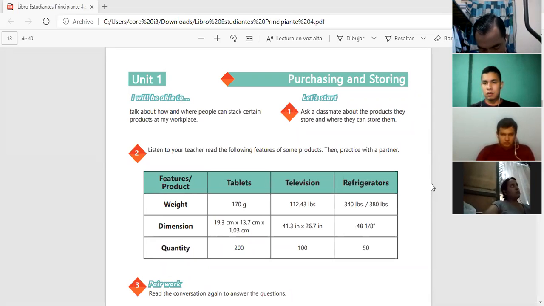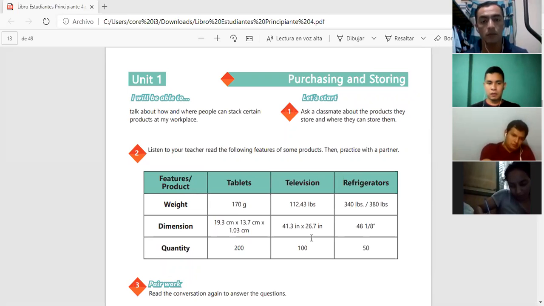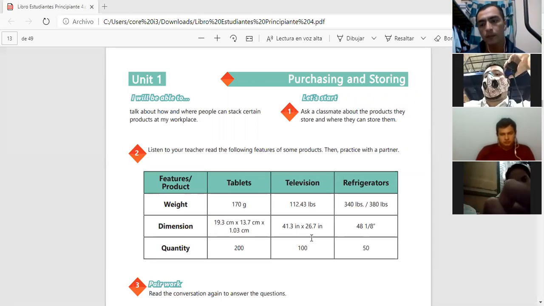So there are three words that you can use when you want to describe these kinds of situations. For example, if you don't put the refrigerator, the television, or the tablet in a box, it can be, and you will see it on the screen, first option, scratched. Do you know what scratched is? Rayado. Exactly. So scratched is rayado.